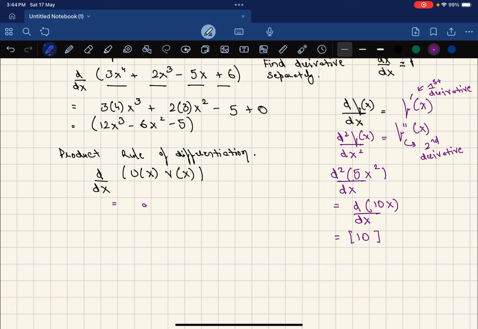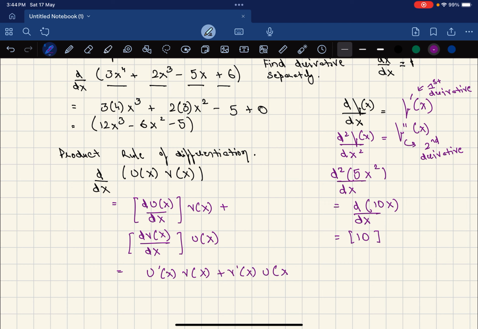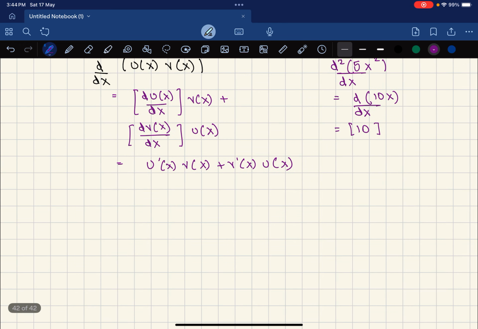computed as du of x upon dx multiplied by v(x) plus dv of x upon dx multiplied by u(x). So in short, it could be written as u dash x v(x) plus v dash x u(x). So this is how we calculate the derivative of two functions which are in a product form.